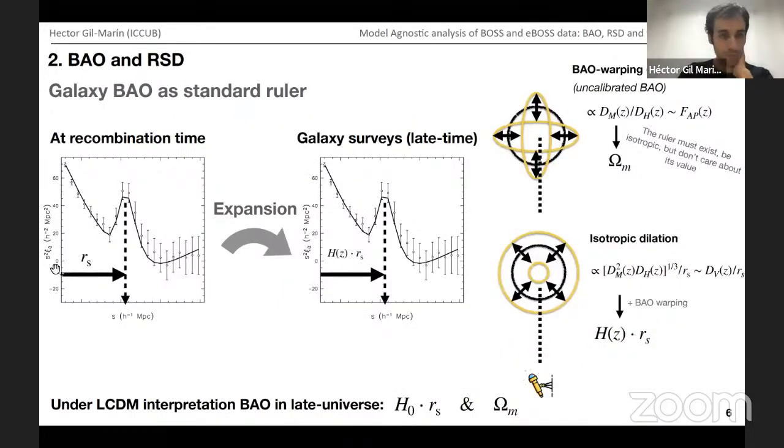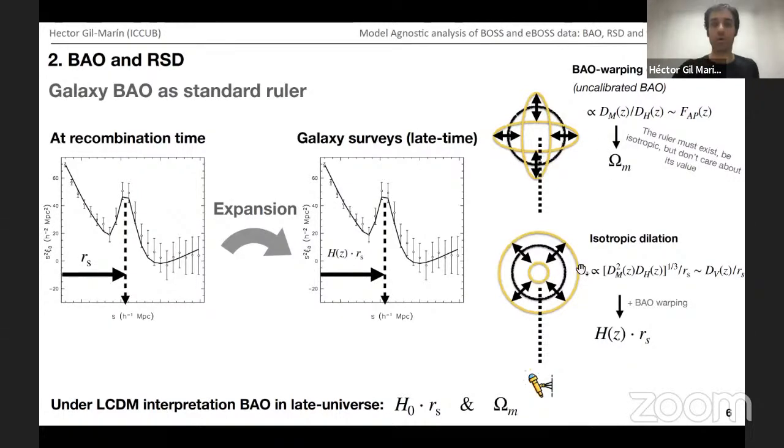Focusing on the BAO, at recombination time we have the BAO bump in the two-point correlation function, at a certain distance which is the sound horizon scale. At later times in the galaxy distribution, because of the expansion, the BAO distance is the sound horizon scale times the expansion of the universe. So if we just rely on the uncalibrated BAO, we can take the ratio between these two distances and look at how different it is from one. Then we can say how different our reference cosmology is from the true cosmology, and this serves as a way to measure the amount of matter, omega matter.